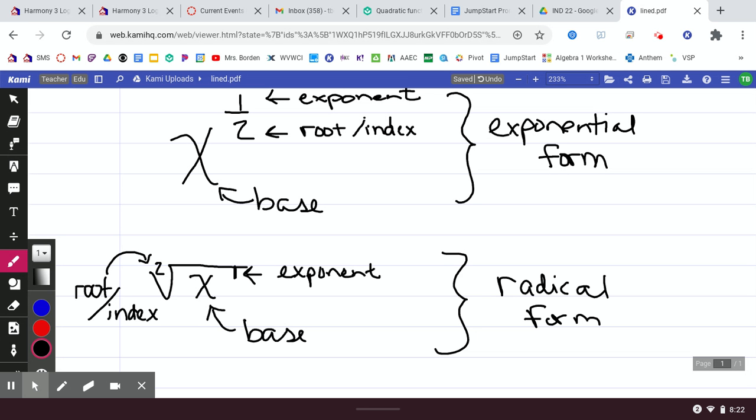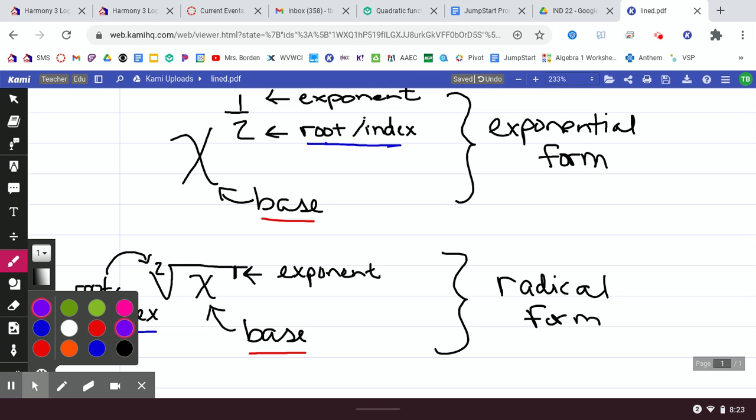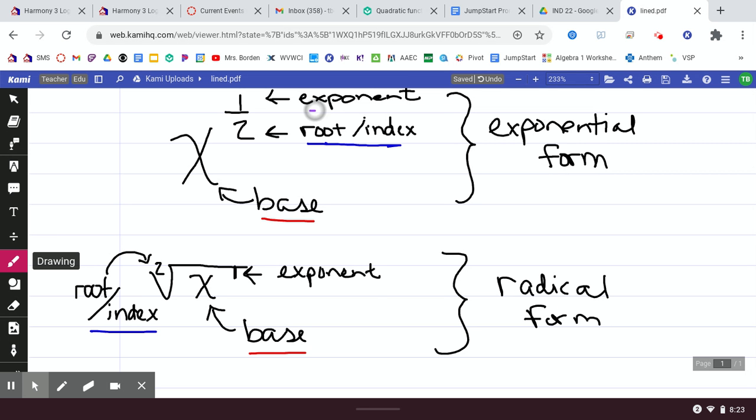Now you'll notice in the two different forms, both forms have a base. They're in different spots, but both forms have a base. Both forms have a root or an index. Again, they're in different spots, but both of them have it. And then both forms also have, let's do it in purple, an exponent. So as long as you have those three things, you can either write it in exponential form or in radical form. It just depends on where you put the base, the exponent, and the root. So you can go back and forth between the two.